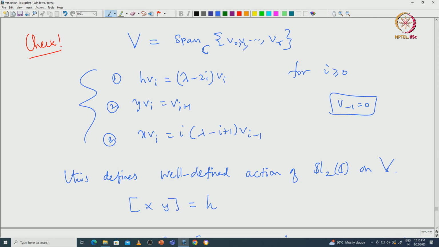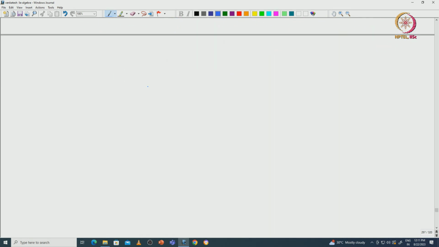Now, it is not hard to prove that this V must be irreducible. That just follows from the following argument. If you have this well defined action on this capital V, then let us say W is a proper submodule of V. Okay, then what will happen? Let us say W is a non-zero module. Let us not assume anything about proper. Let us say it is a non-zero module.